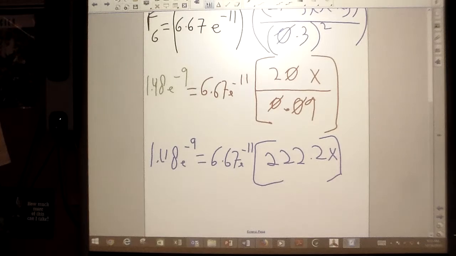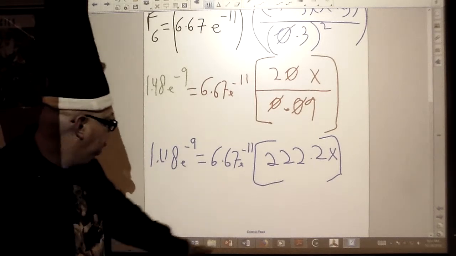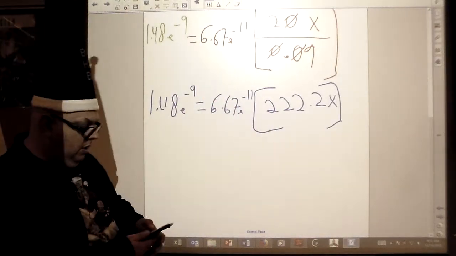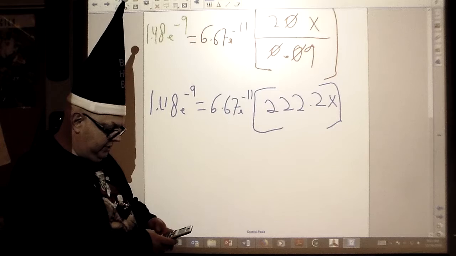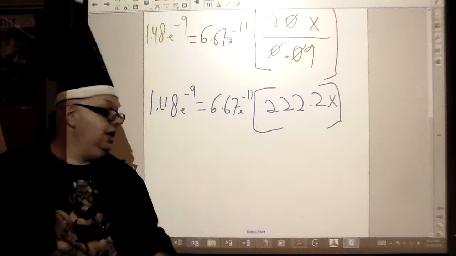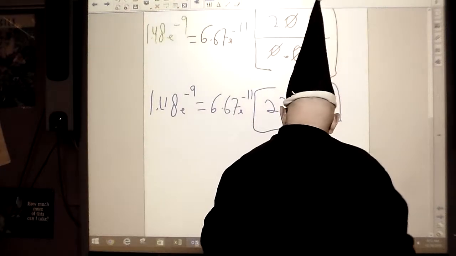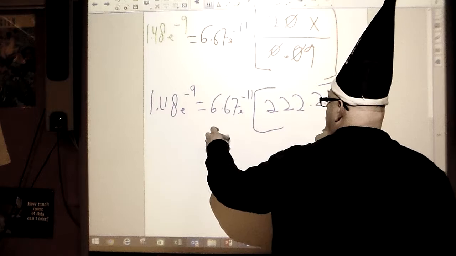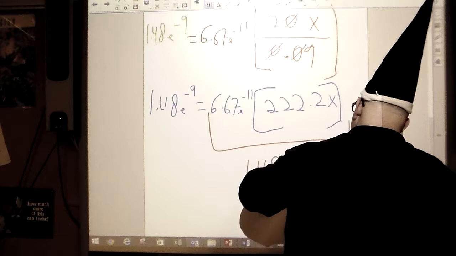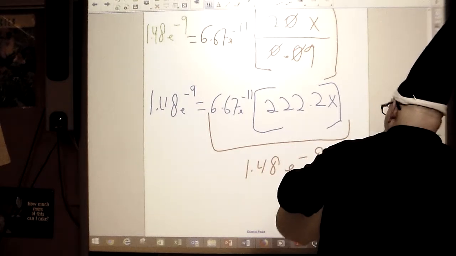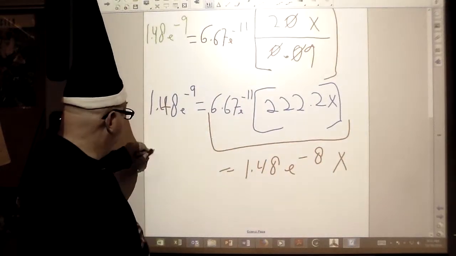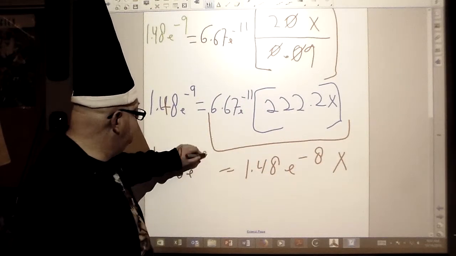So this is where we are going with it. So let's go ahead and multiply this with this, okay? So times 6.67 to the minus 11th, and we are going to get a small number for that. So our small number in this case, now that we're multiplying all this, we're going to get 1.48 e to the minus 8th x. And that's going to equal 1.48 e to the minus 9th.